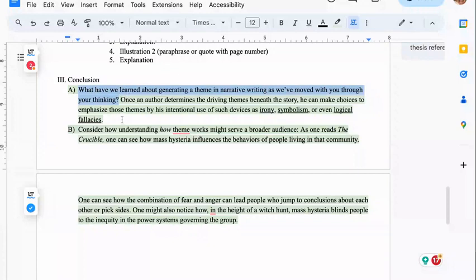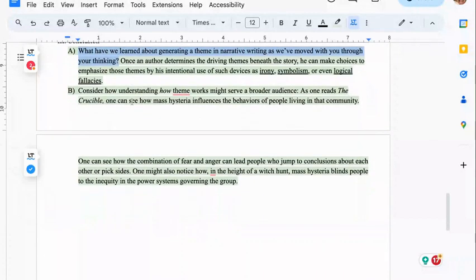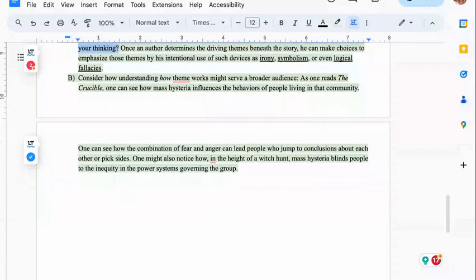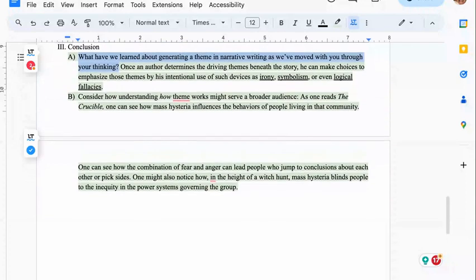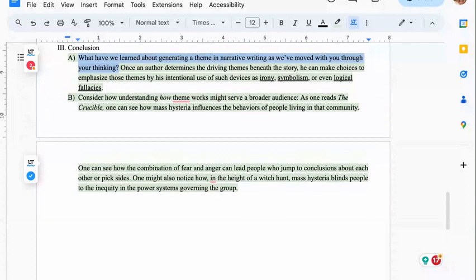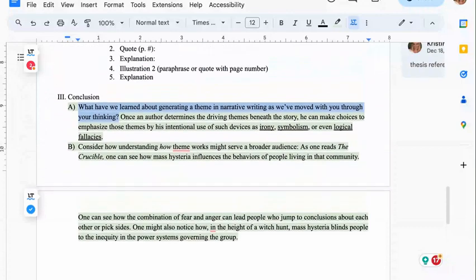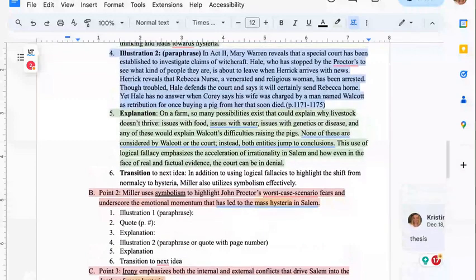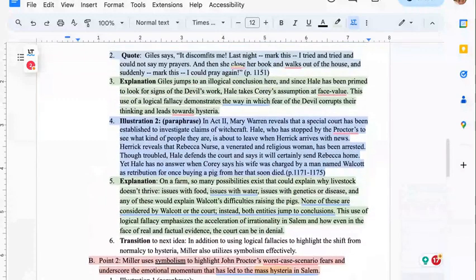And you're going to answer it here. And I have an example that you can look at. And then the second question you're going to think about is this. I want you to consider how understanding how a theme works might serve a broader audience. Like, what's the bigger purpose behind this kind of exploration? And I put an example of how I would answer that. So there's two questions here at the end. All I'm asking you to do is just think out how you would answer it with your current level of understanding, and then we can work on adding to it or adjusting it in the drafting phase.